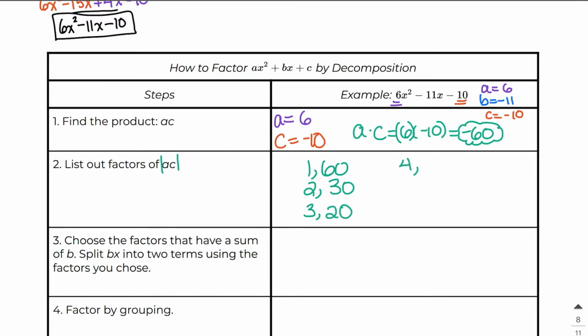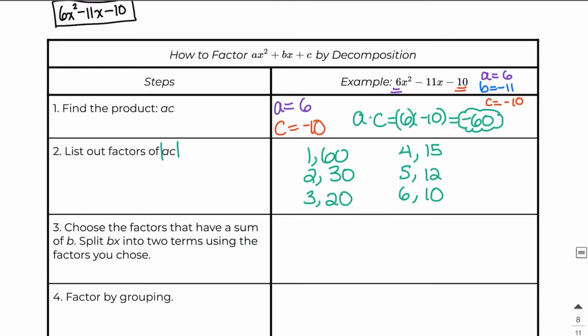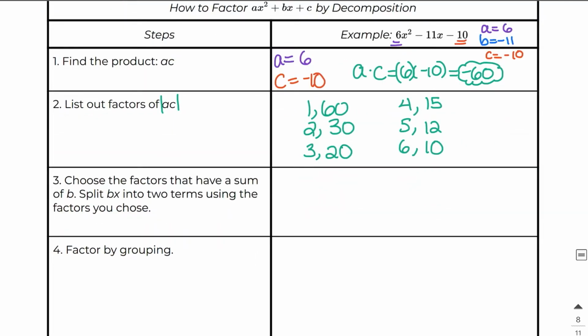It's divisible by 4. 4 times 15 will work. It's divisible by 5. 5 times 12 will work. And it's divisible by 6. 6 times 10 will work. It's not divisible by 7, and it's not divisible by 8 or 9. It is divisible by 10, but 10 is already in my chart, so I'm good to go for all my factors. Then step 3 says to choose the factors that have a sum of b.